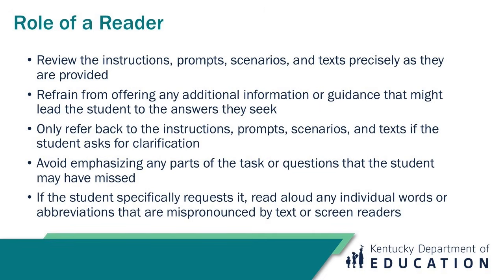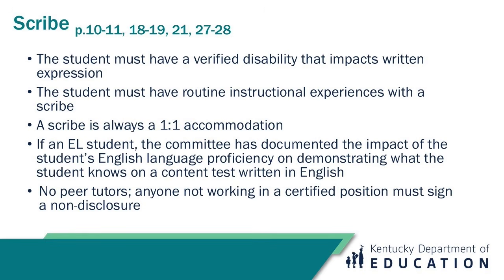A reader may not point out parts of questions or tasks skipped by the student. A reader may read individual words or abbreviations mispronounced by a text or screen reader if specifically requested by the student. A scribe is an accommodation for students with a verified disability or EL students who have a proficiency level that impacts writing. Each specific test has administration manuals and guides that detail how and when a scribe may be used on that particular assessment.